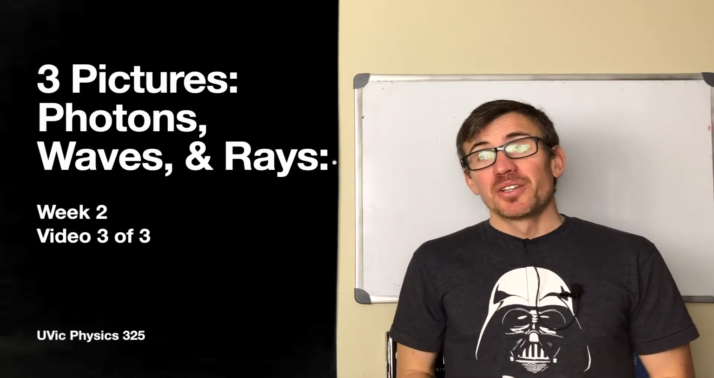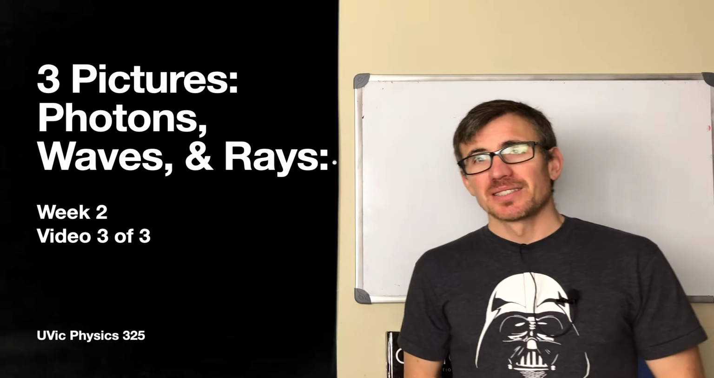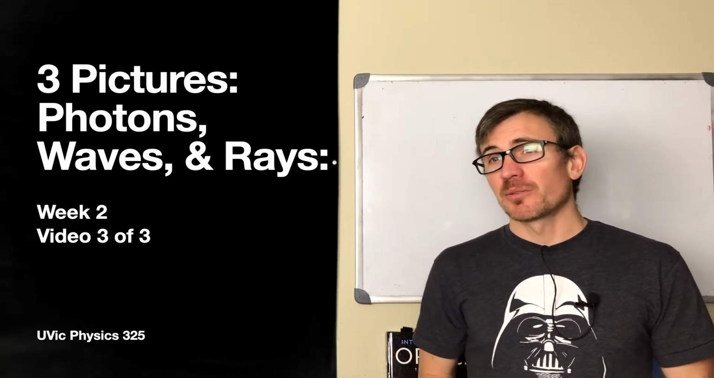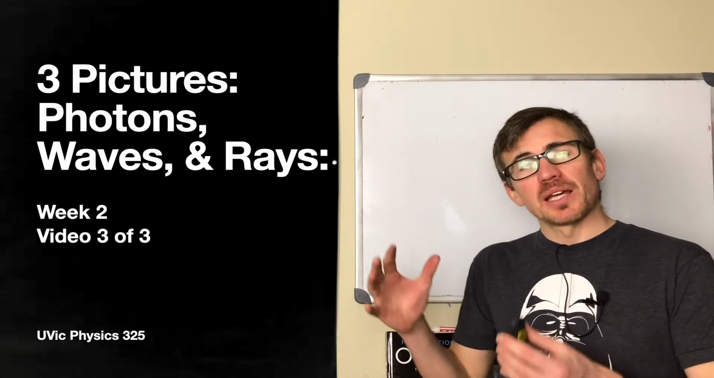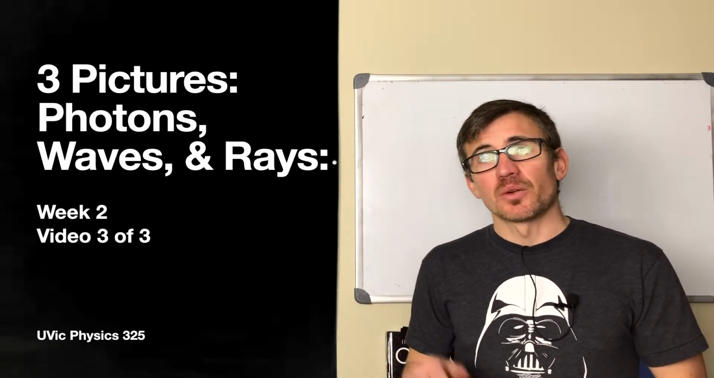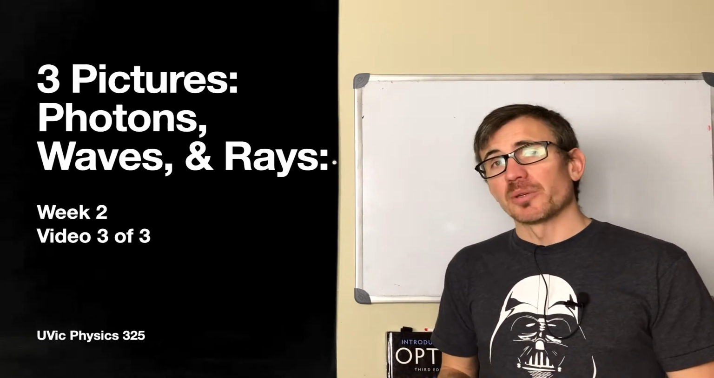Okay, welcome back to video 3 of week 2 of Physics 325 Optics. In the last video, we talked about this paraxial approximation and how we can treat this complicated multidimensional wave as a ray, as a line. And that opens the door to something called ray optics.